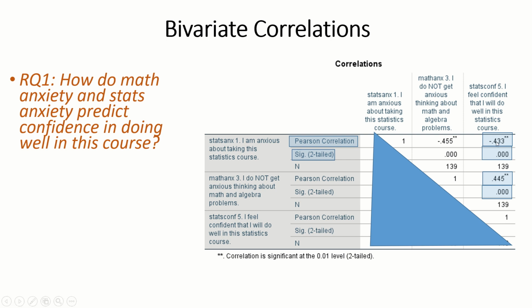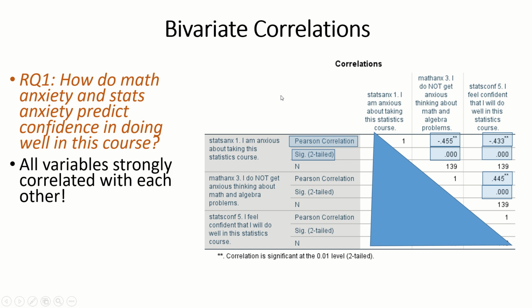But now we can see that stats anxiety is also strongly negatively correlated with confidence. So both independent variables strongly correlate with our DV. And we also see that math anxiety and stats anxiety are strongly correlated with each other. There's a strong negative correlation between math anxiety and stats anxiety. So here, all variables are strongly correlated with each other, and we have a perfect situation in which to do a multiple linear regression analysis.